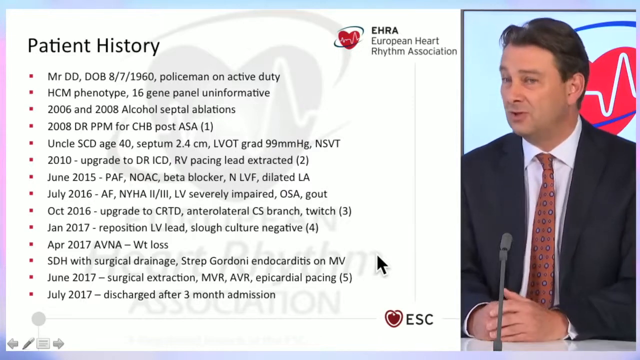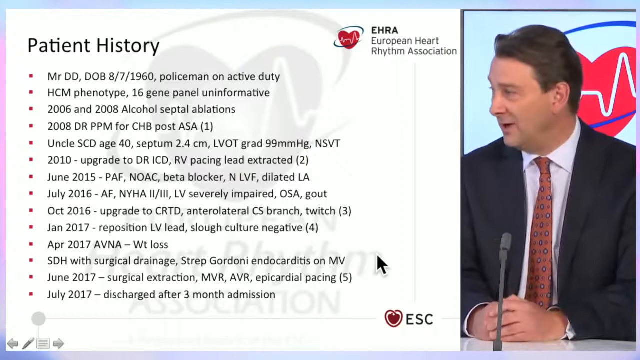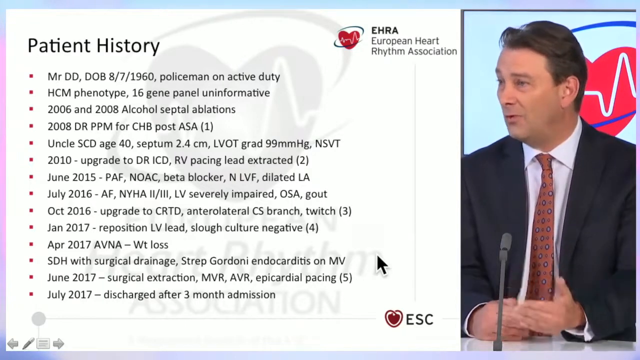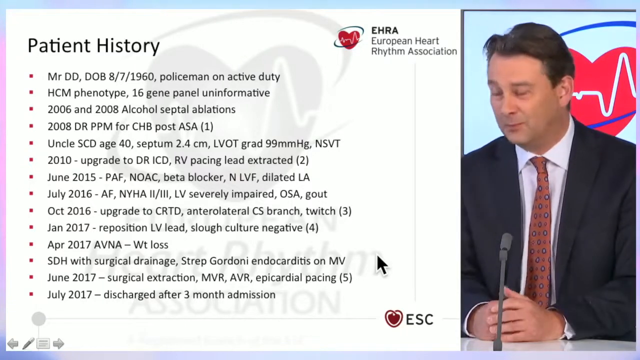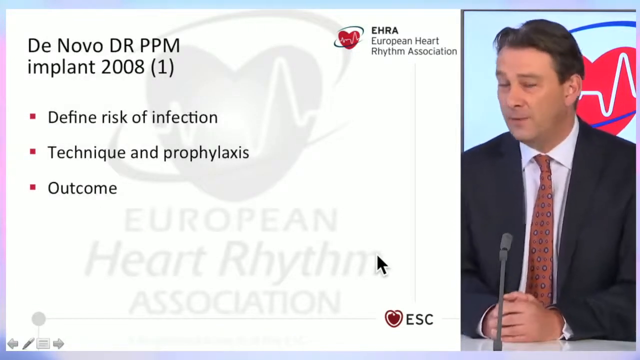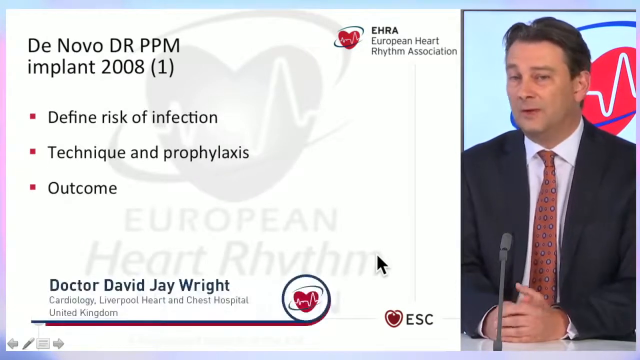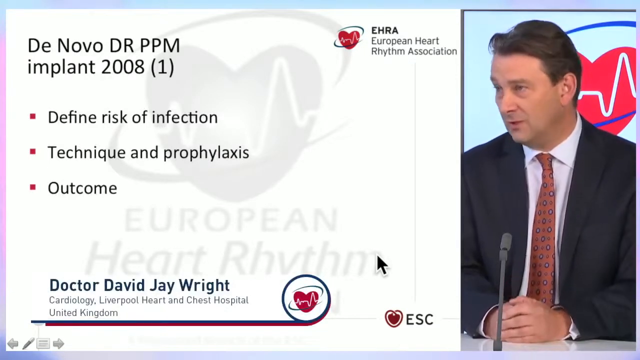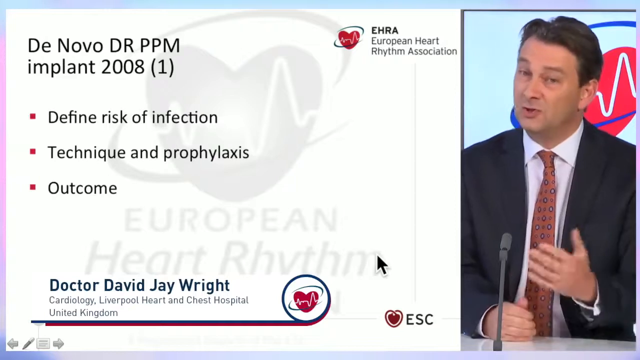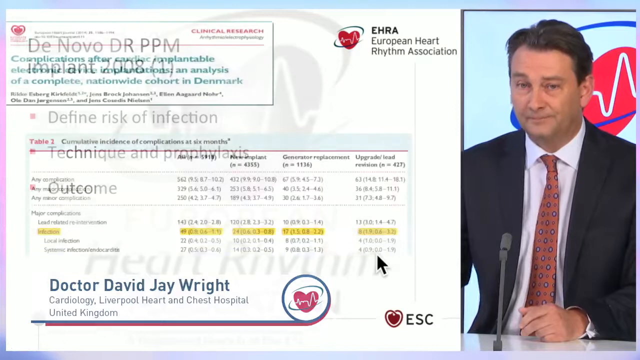So what I want to now challenge our audience to do is, from all the information that Mauro's provided to them, work out what the risk was at each stage of these multiple procedures our patient underwent. So for his de novo pacemaker implant in 2008, we're going to try and define the risk of infection. We're going to use the audience to do that. We're going to discuss the technique and prophylaxis that was utilised and the outcome of that.